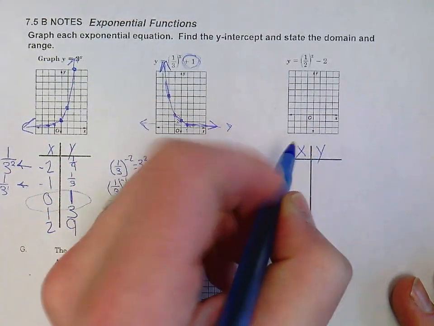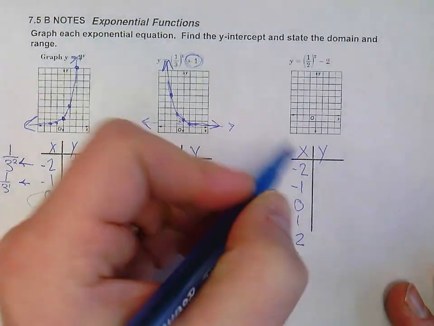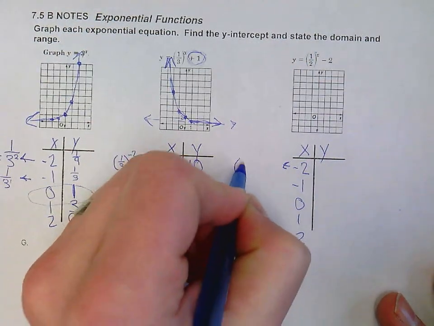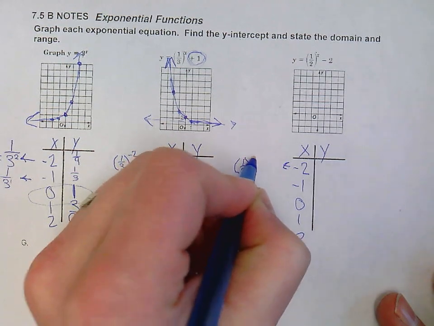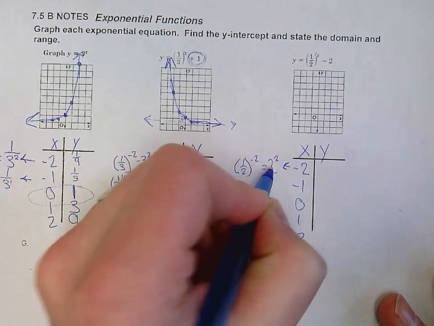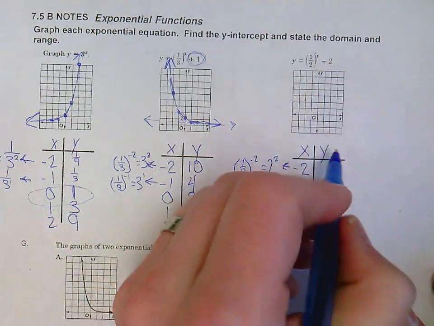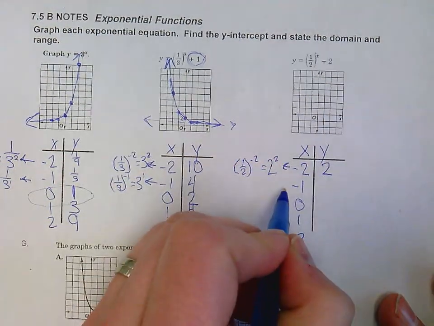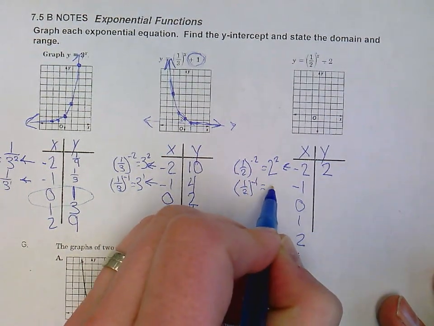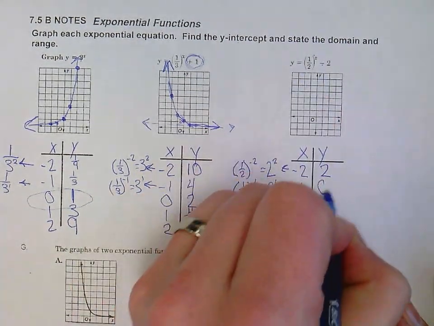Okay, same thing here, -2, -1, 0, 1, and 2. I'm going to plug in -2 here. That is going to flip this 1/2 to the -2. Well, that equals 2 to the 2. So 2 times 2 is 4, minus 2. 4 minus 2 gives me 2. Same thing, 1/2 to the -1 equals just 2 to the 1. So 2 minus 2, that gives me 0.